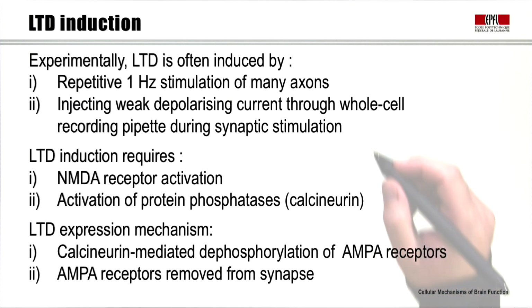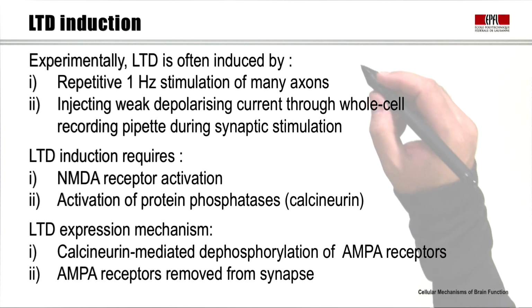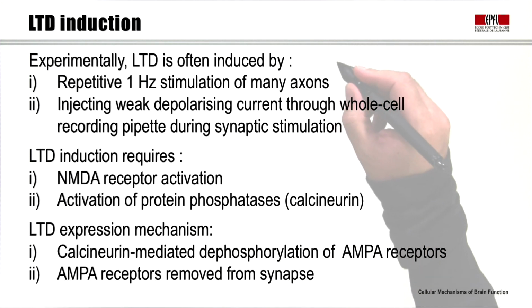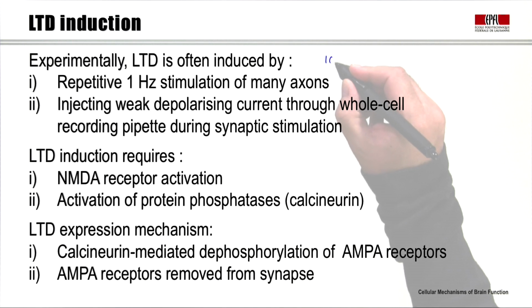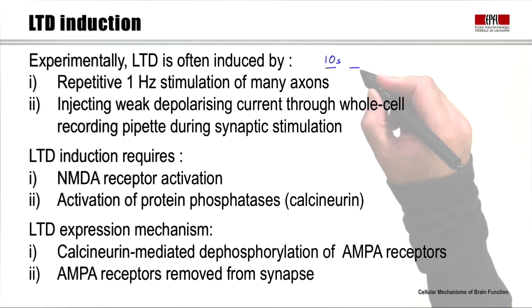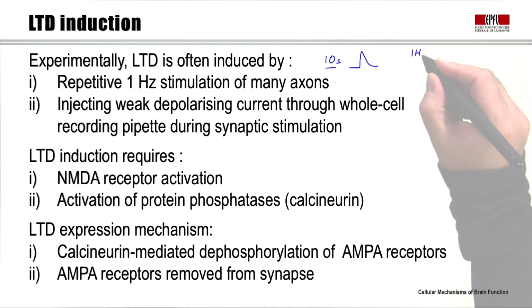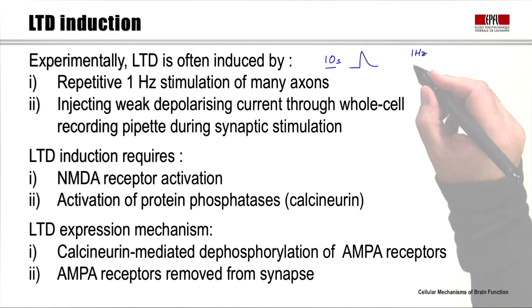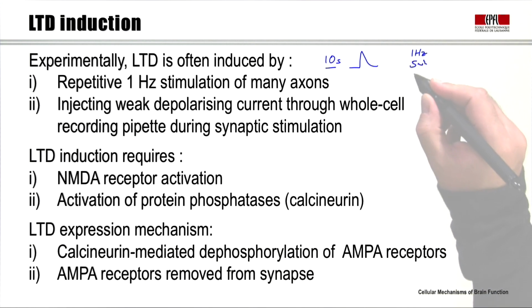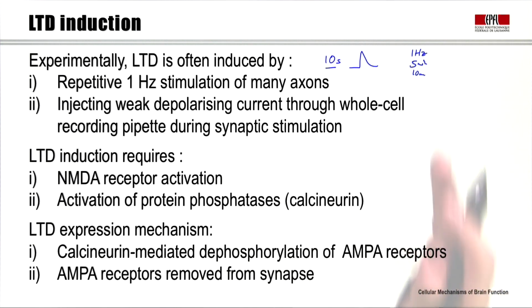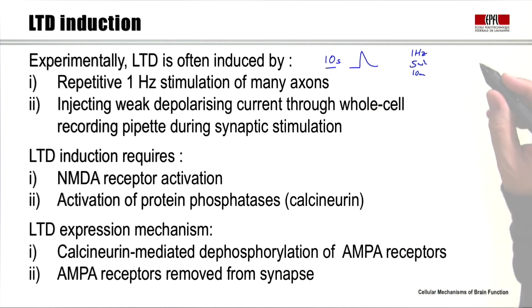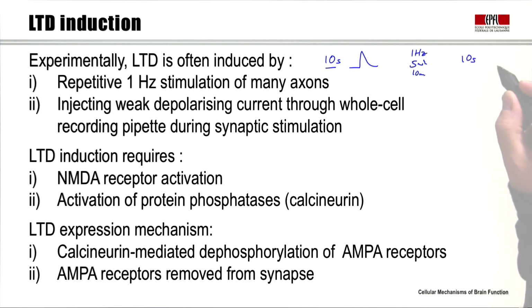And so the baseline EPSPs might be stimulated with an inter-stimulus interval of 10 seconds. And so we record baseline EPSPs. Then there's a period of stimulating at 1 Hertz for many minutes, maybe for 5 minutes or 10 minutes. There's a constant 1 Hertz stimulation of the same axons, and then we return to stimulating every 10 seconds, and then it turns out that the EPSP amplitude has decreased in many different synapses across the brain.